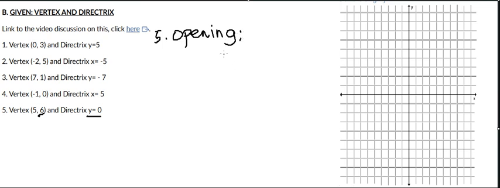The vertex is at 5, 6, so this is where our vertex is. And then we've got the directrix at y equal to 0. This is where our directrix is. This is identical to the x-axis, that is what you get for y equal to 0. So as you can see, the opening of our parabola is upward.